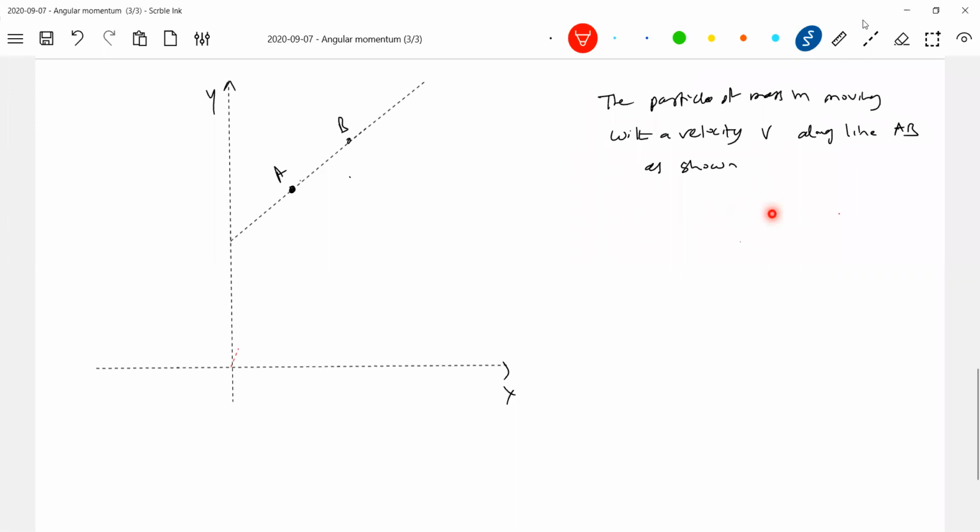I'll define the question clearly. Find the relationship between LA and LB, measured about origin. About O is what I'm going to measure the angular momentum of particle at A and B, and how much it is.